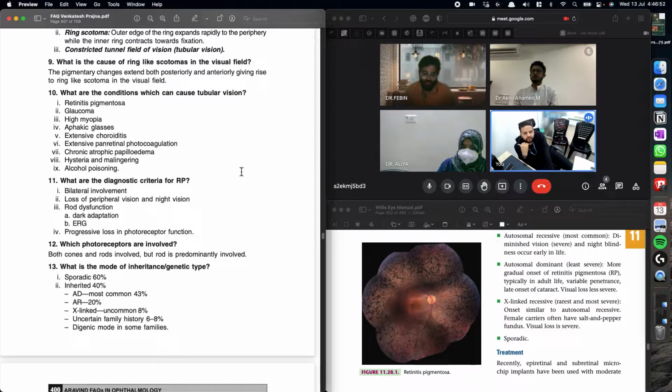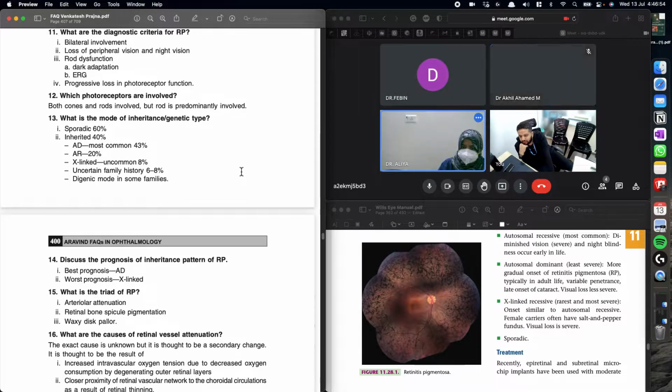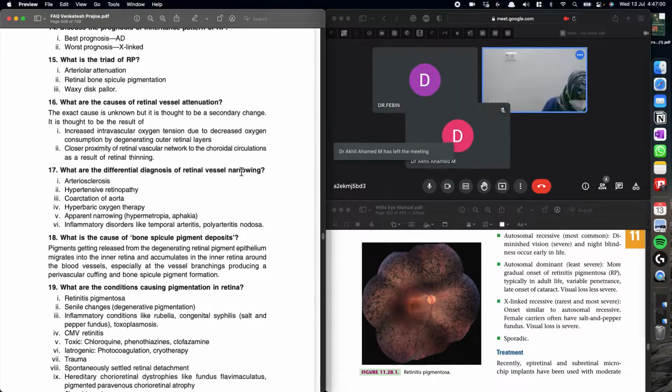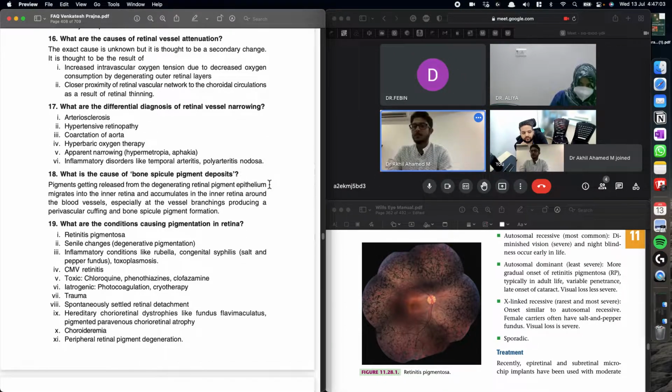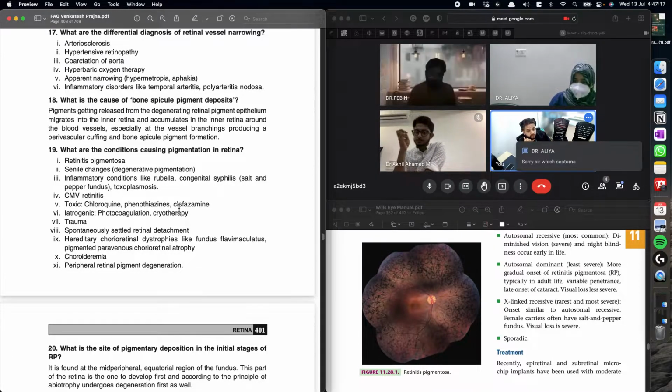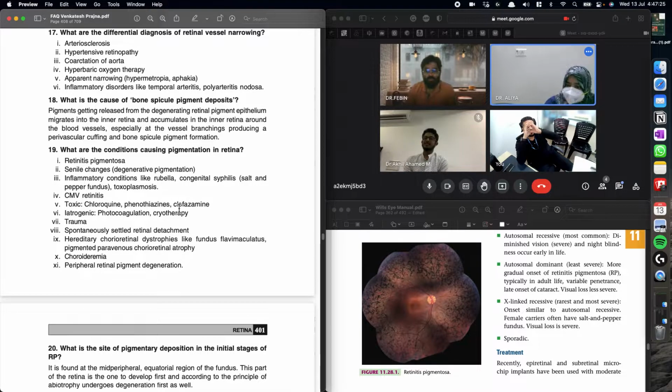What scotoma will you see? You will see a ring scotoma. You can see a ring scotoma, right? Ring scotoma. Tunnel? Which scotoma? Ring. Oh, ring.